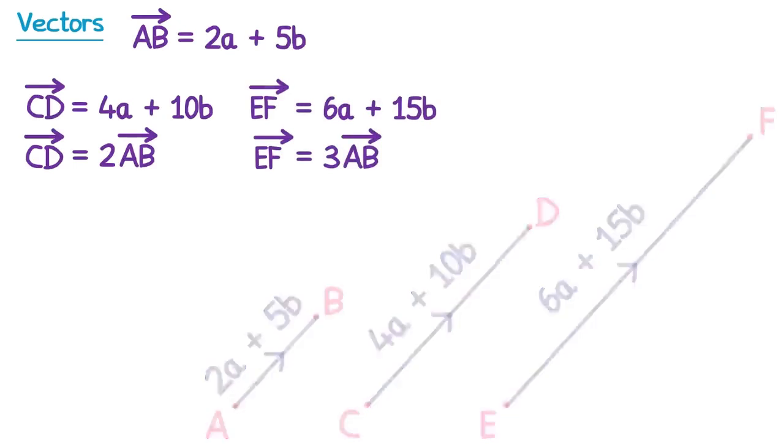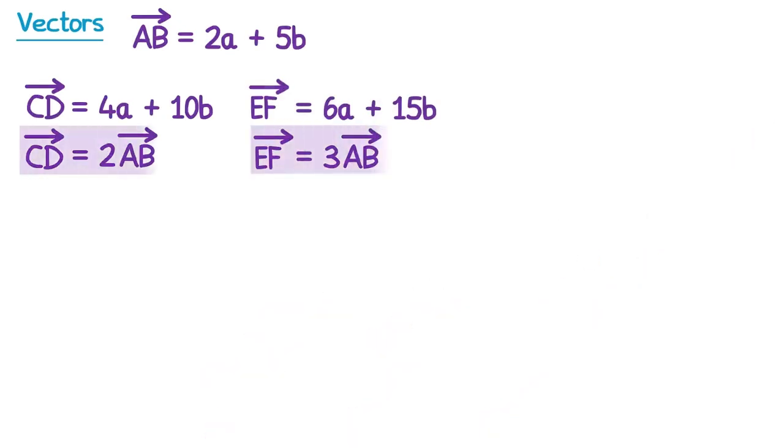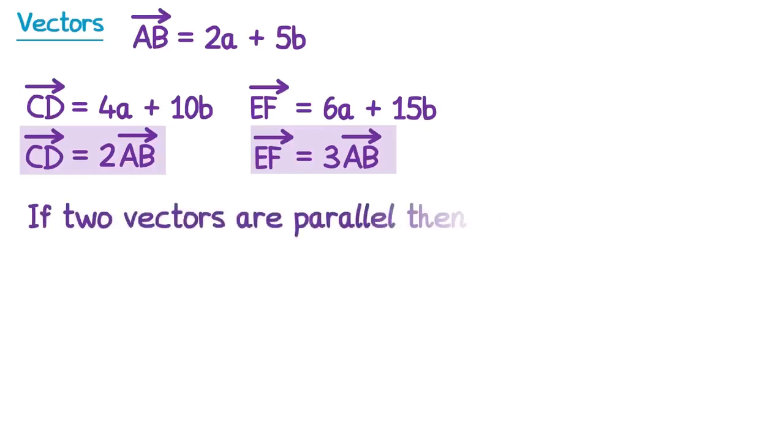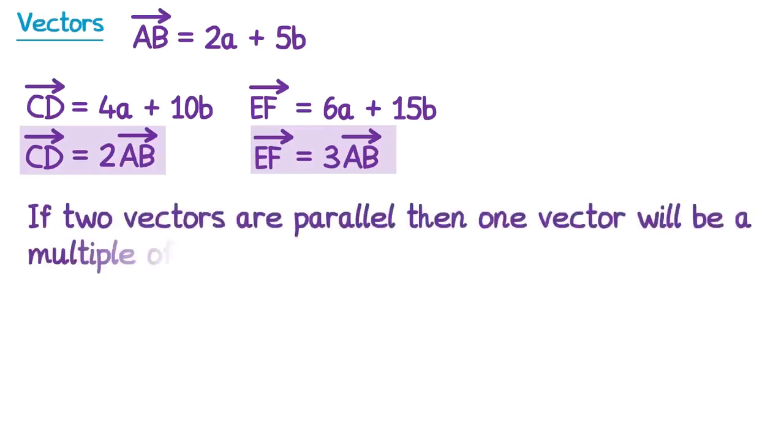So what we've written here is that the vector CD and the vector EF are multiples of the vector AB. And this is not by coincidence, it's because they're parallel. So we've observed that if two vectors are parallel, then one vector will be a multiple of the other vector. The opposite is true. If two vectors are not parallel, one vector will not be a multiple of the other vector.